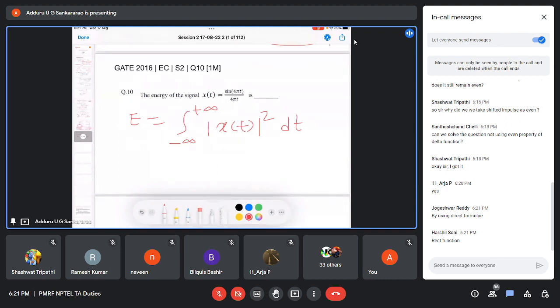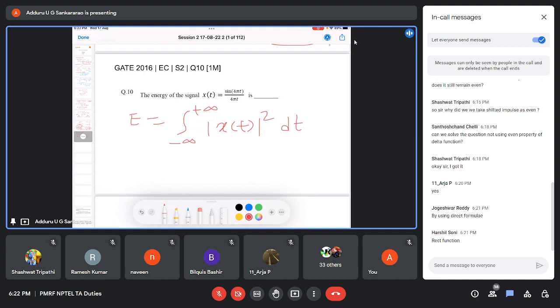Yeah, rect function, yes. Actually, solving this is quite difficult if you directly solve it in the time domain. So this is the energy of any signal, provided it is an energy signal. But it is difficult to solve, right? Here we have a sinc function. It is some kind of sinc function, but it is very difficult to integrate. We can solve it, but it is difficult to integrate.